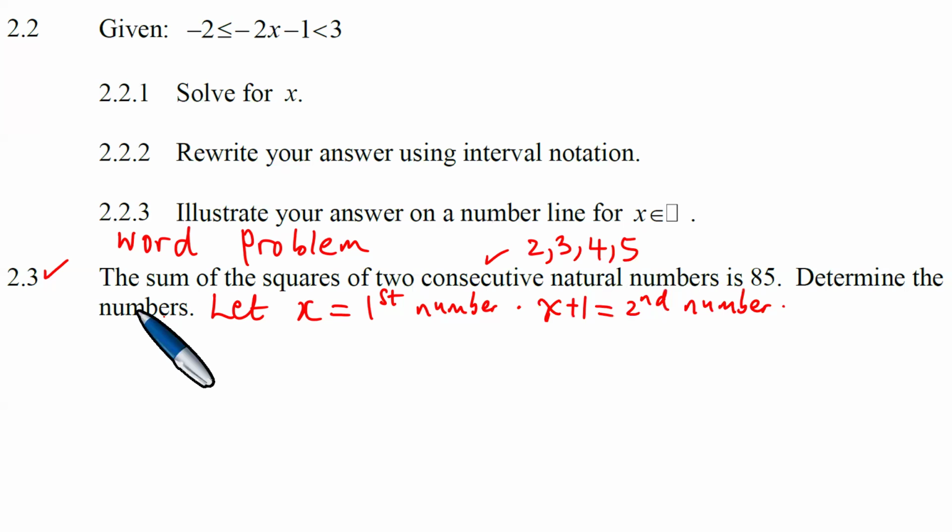Right, so the sum of the squares of two consecutive numbers, so you are finding the sum. What is the sum? If they say the sum of the squares, what is the sum? What is the difference between a sum and a product?